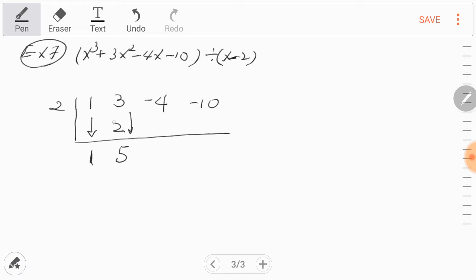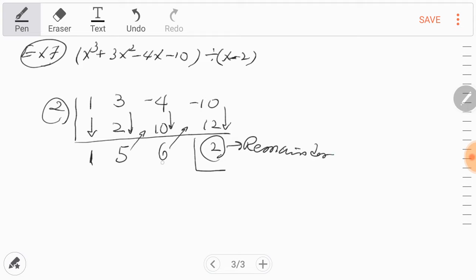Then multiply 2 by 5, that goes over here, 10. Add these two numbers, -6 plus 10 is 6. And then multiply 2 and 6, write it next space. So 2 times 6 is 12. Add these two, then +2. So the last number is the remainder.